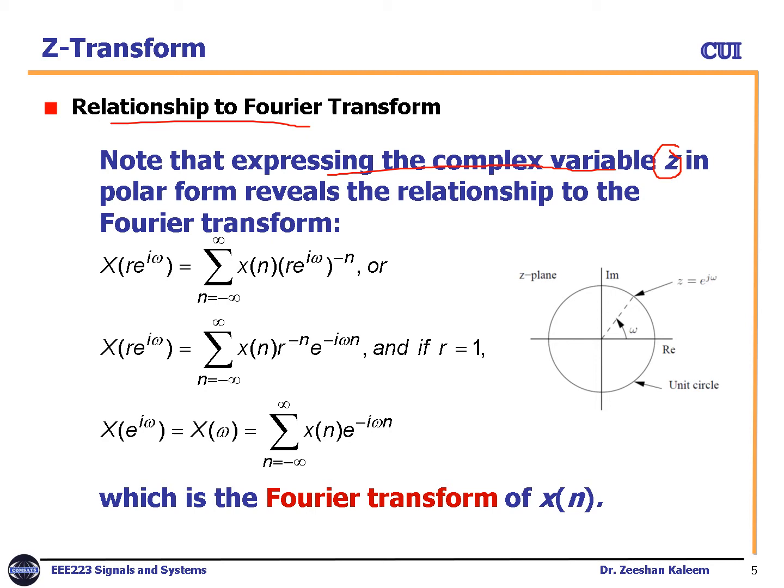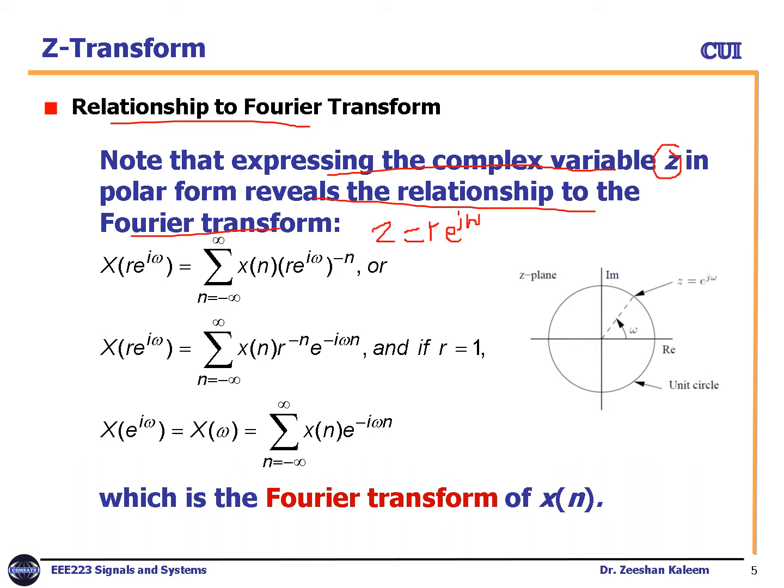Note that expressing the complex variable in terms of polar form reveals the relationship to the Fourier transform. Let's represent the complex variable z in polar form. Polar means r is the radius, r e to the j omega, right? This is its polar form. Omega means theta here, so e to the j omega or e to the j theta.